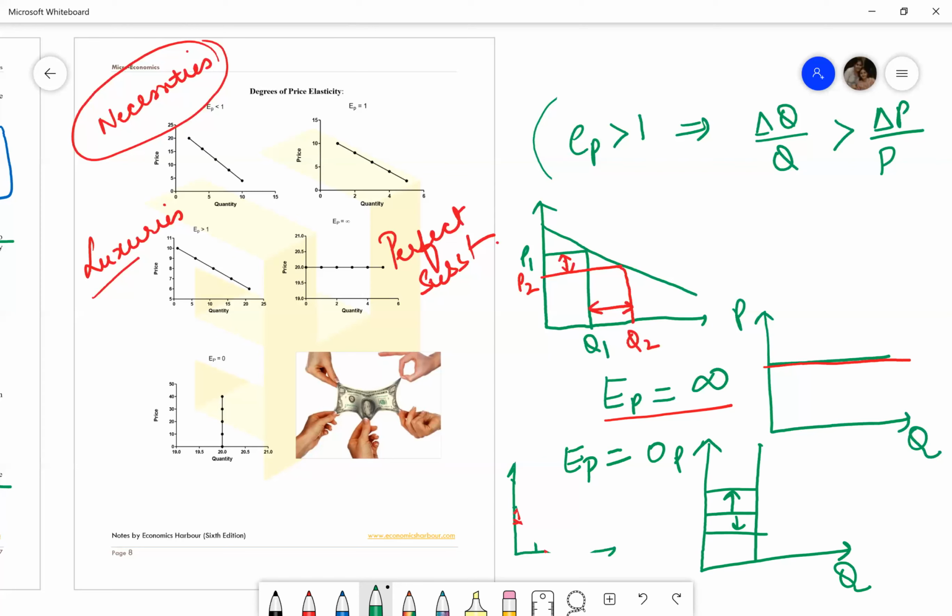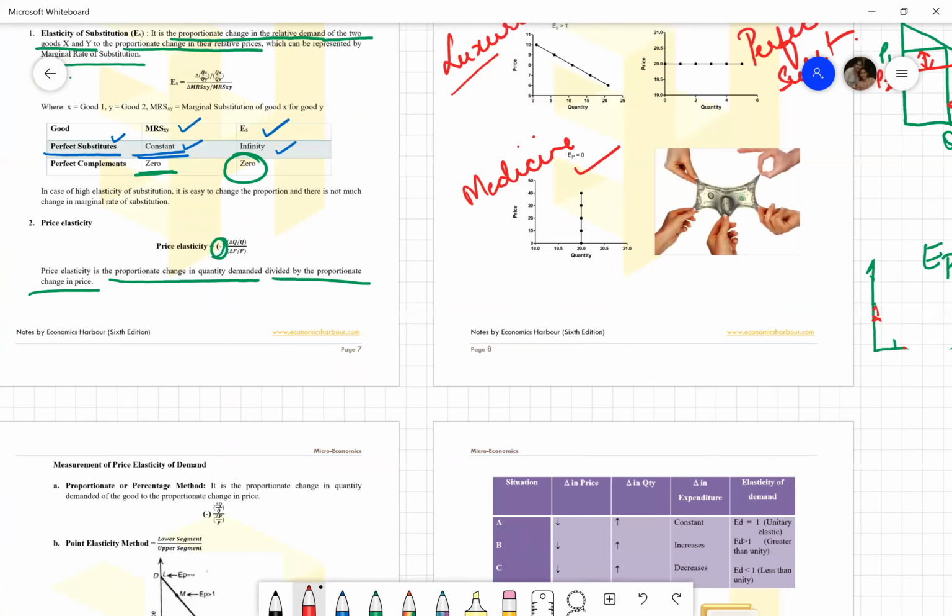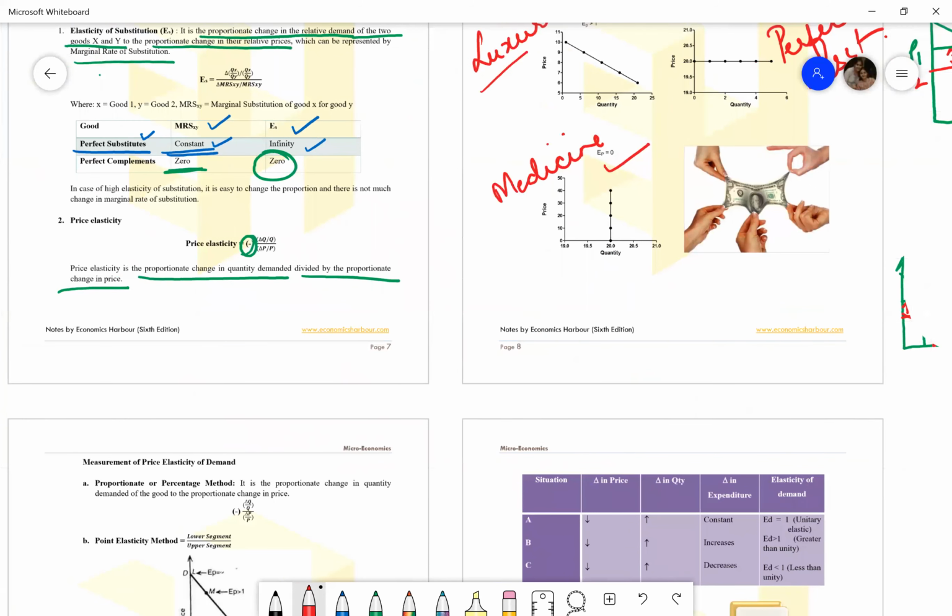For example, the case like medicines, right? If you take an allopathy course, you won't say, okay, the price has increased, I'll increase the consumption of tablets to 4 a day instead of 2. No, you'll consume as much as you're prescribed. Only that much of the allopathy treatment you can consume. So this is the case when price elasticity is equal to 0. So these were the degrees of price elasticity, right?